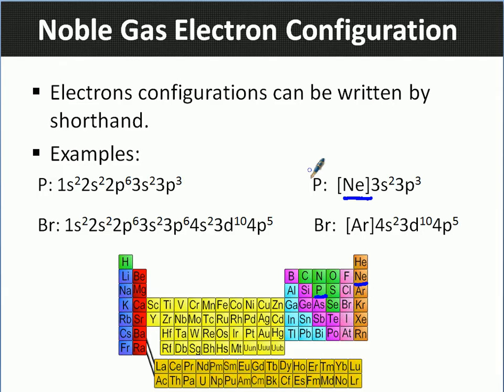for the electron configuration. Bromine, which was quite long, you can also shorten. The most recent noble gas for bromine was argon. So we begin with argon in brackets, and then we do 4s2, 3d10, and then 4p5, and that's it. It makes it quite simple.